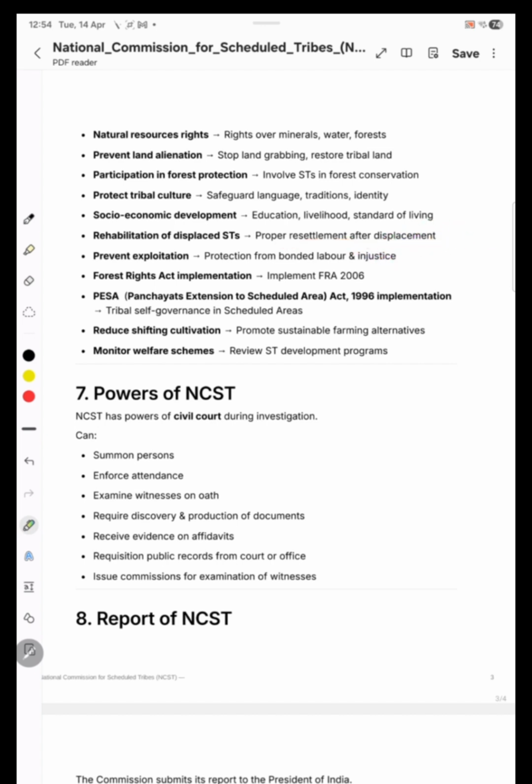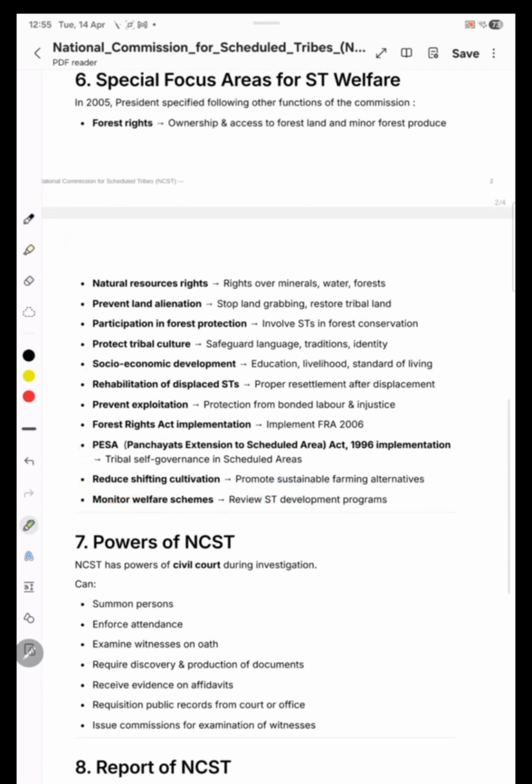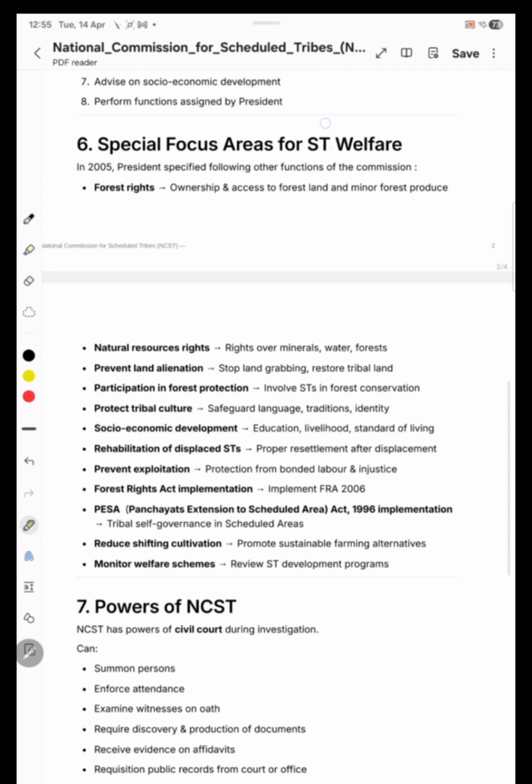development project or anything. Then prevent exploitation, protection from bonded labor and injustice, Forest Rights Act 2006 implementation, PESA, Panchayats Extension to Scheduled Areas Act 1996 implementation for tribal self-governance in scheduled areas, right? Now reduce shifting cultivation, promote sustainable farming alternatives for them. Now monitor welfare schemes, so review ST development programs. So these are additional functions which this commission looks into for scheduled tribe welfare, right?